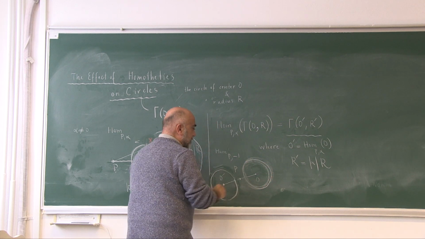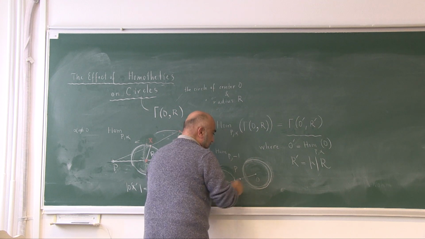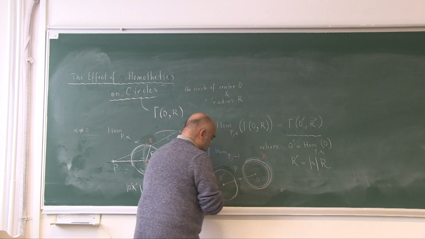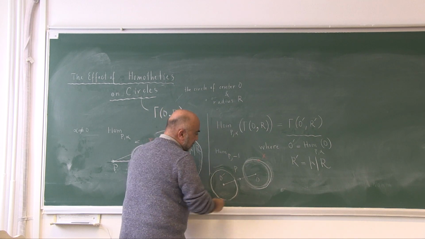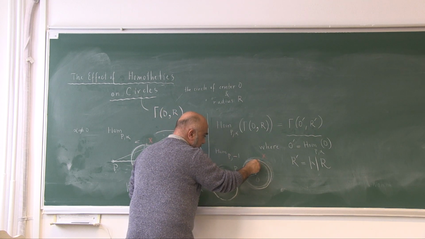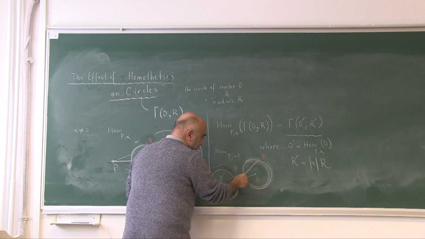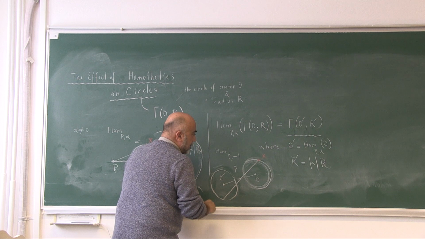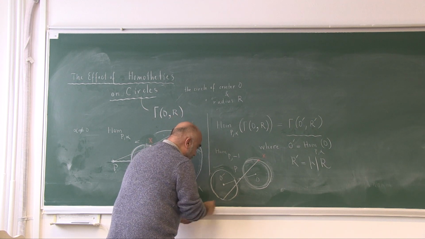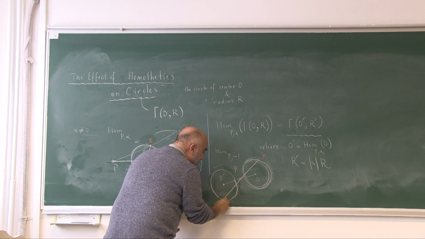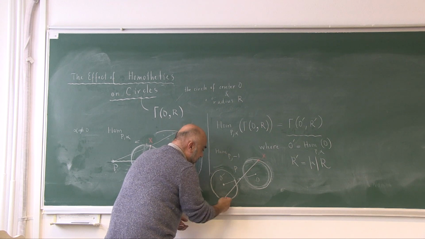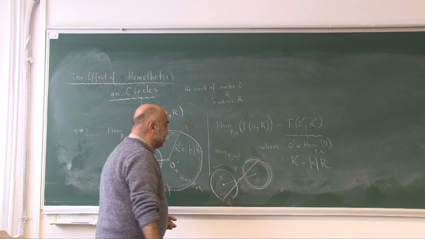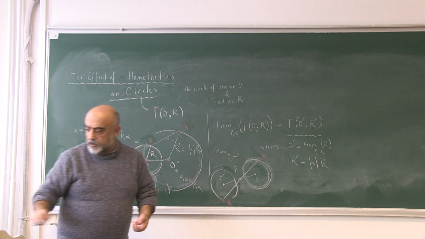Okay, so what's happening? For instance, if you pick a point here, let's say X, where is its image? It's at a point X prime, so that your P is in fact the exact midpoint of the line segment XX prime. Okay, so there we are.